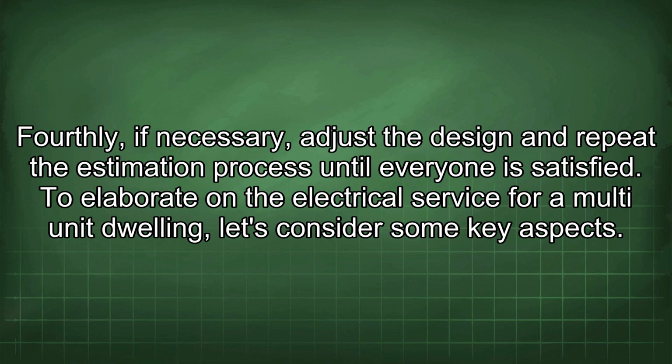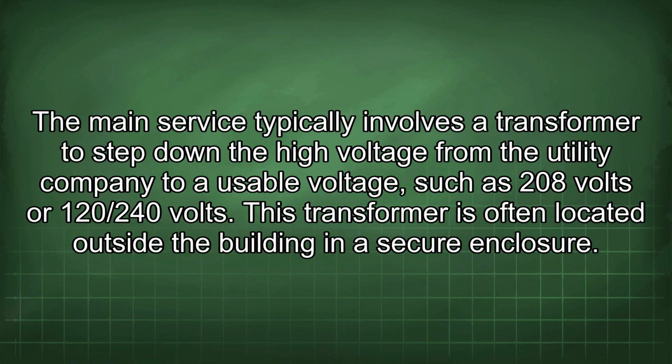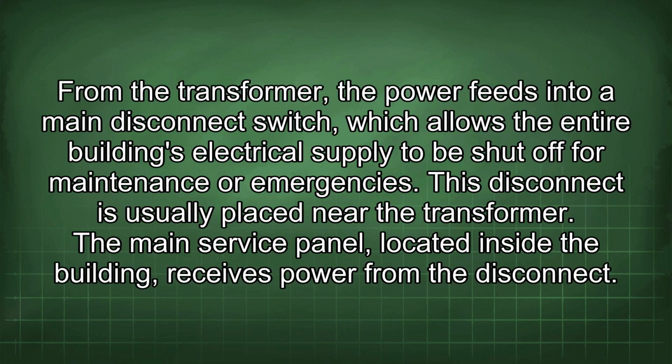To elaborate on the electrical service for a multi-unit dwelling, let's consider some key aspects. The main service typically involves a transformer to step down the high voltage from the utility company to a usable voltage such as 208 volts or 120/240 volts. This transformer is often located outside the building in a secure enclosure. From the transformer, the power feeds into a main disconnect switch, which allows the entire building's electrical supply to be shut off for maintenance or emergencies. This disconnect is usually placed near the transformer.